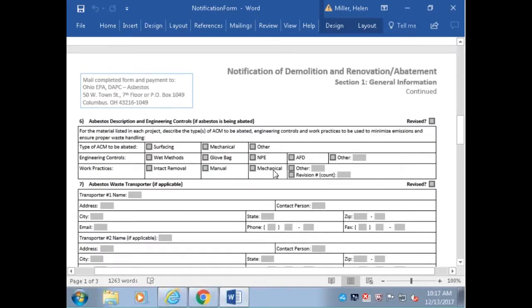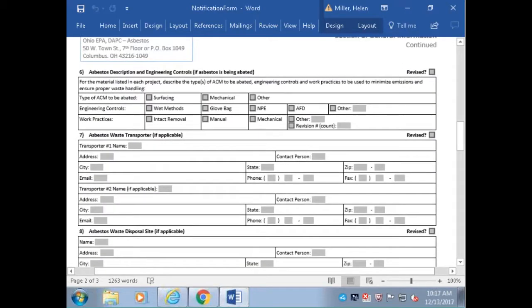Continue with general information on page 2. If there's asbestos abatement going on, this section is for a little bit of description about that work. Type of ACM to be abated. As we go through here horizontally, at least one of these should be marked in each row. So type of ACM, you should mark either surfacing, mechanical, or other.